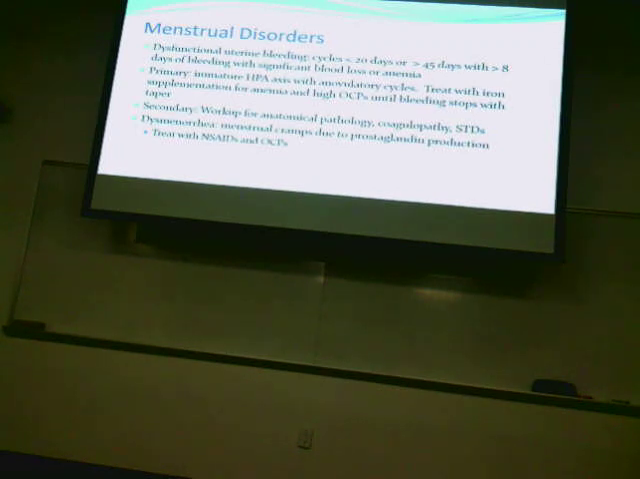Dysmenorrhea is menstrual cramps due to prostaglandin production, and so you would want to treat with NSAIDs and OCPs. NSAIDs, of course, block that prostaglandin production, and so that helps with the pain mediated by that disease.